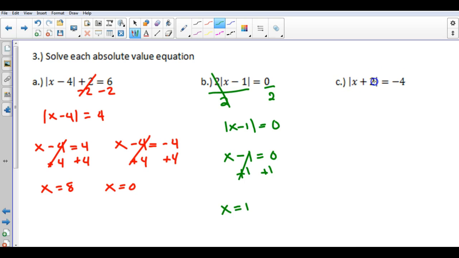For part C, think about how many numbers are negative 4 units away from 0. Well, if I draw a number line and I put 0 here, if I go 4 units to the right, that's positive 4 units away.